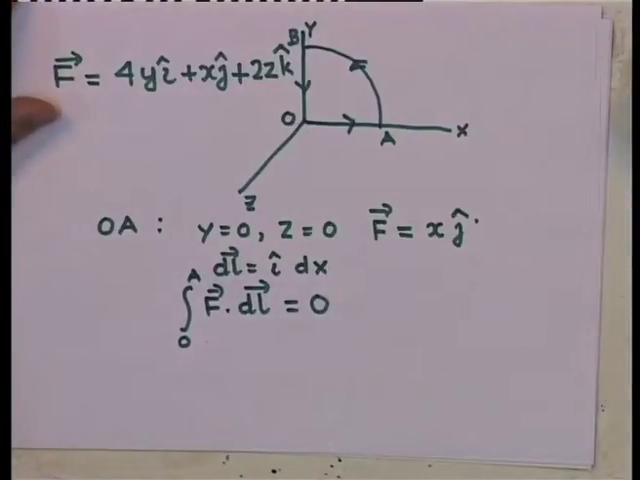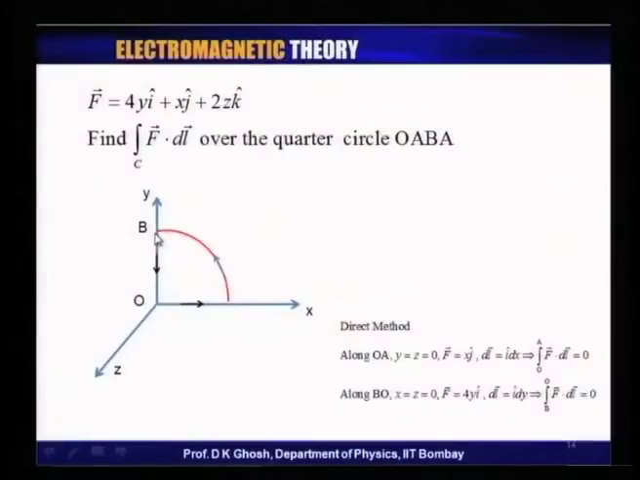Now, I can repeat the argument for B to O, and here also you notice that along B to O my x is 0, z is 0. So, I will be left with only a force field along the x direction, but the differential element dl vector is along the y direction. So, again the contribution from B to O is 0.